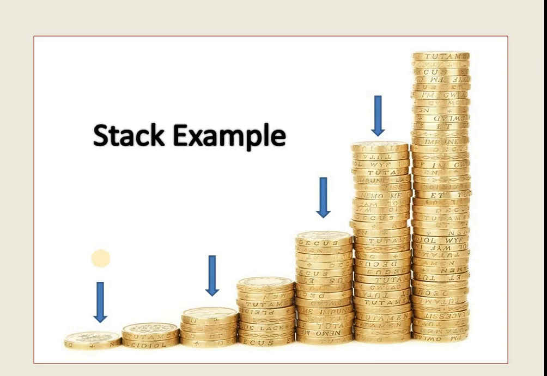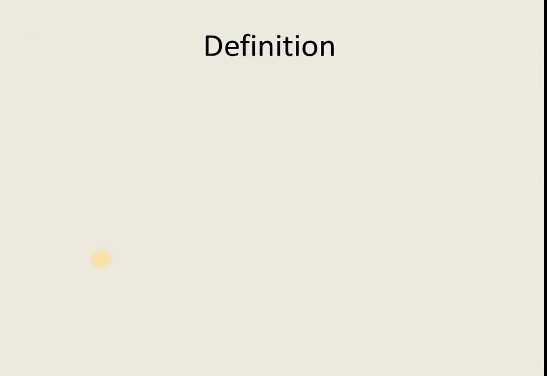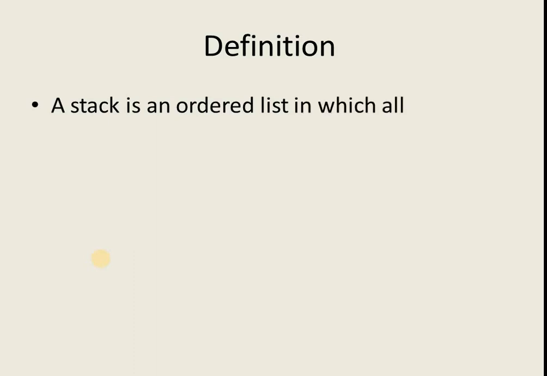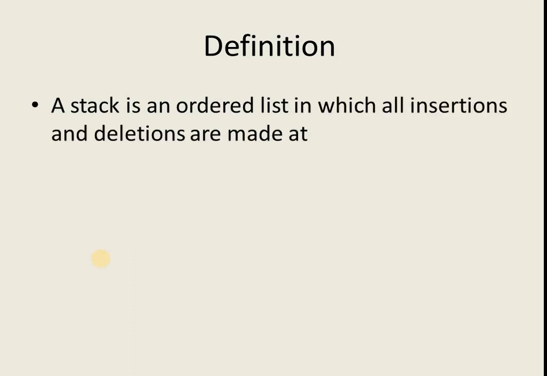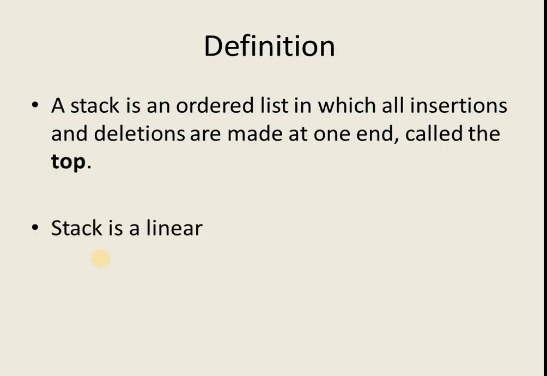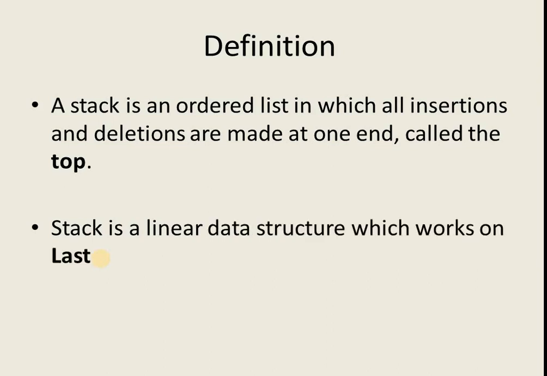So the formal definition of a stack is an ordered list in which all insertions and deletions are made at one end called the top. Stack is a linear data structure which works on last in first out, that is LIFO principle. Means the element which is inserted at last in the stack will come out first from the stack. So this is the definition of a stack data structure.